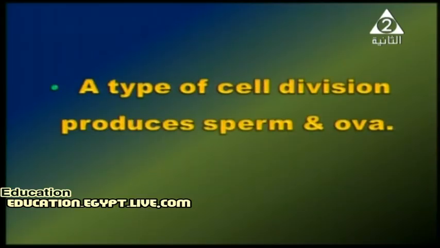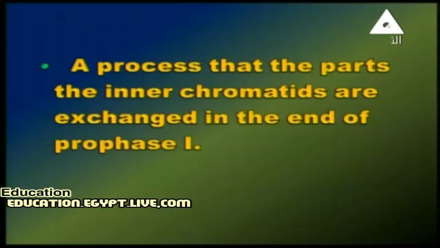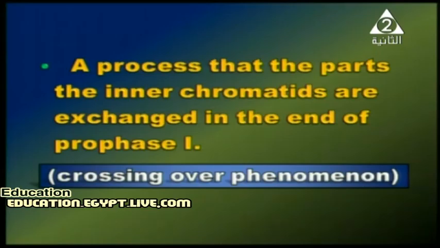A type of cell division produces sperm and ova. What is this type of cell division? Meiotic cell division. A process in which parts of inner chromatids are exchanged at the end of prophase 1. Yes, it is the crossing over phenomenon.